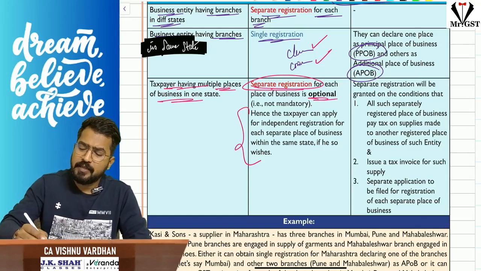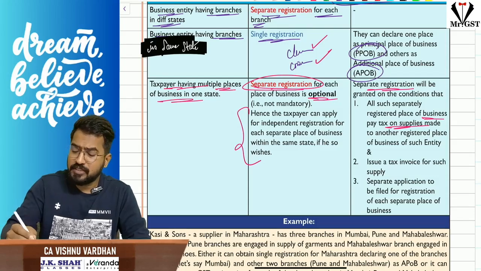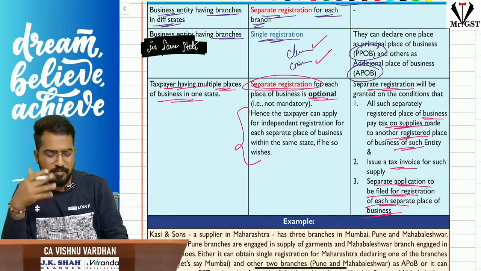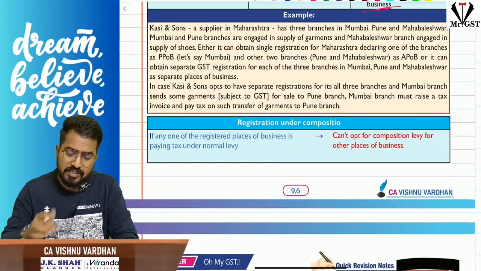Now, while making separate registration, these conditions are to be followed. All such registered places can make supplies to each other, but they should charge GST on that and issue a tax invoice, and a separate application is to be filed for registration for each such separate place. Normal things, you can just proceed and go through these examples.